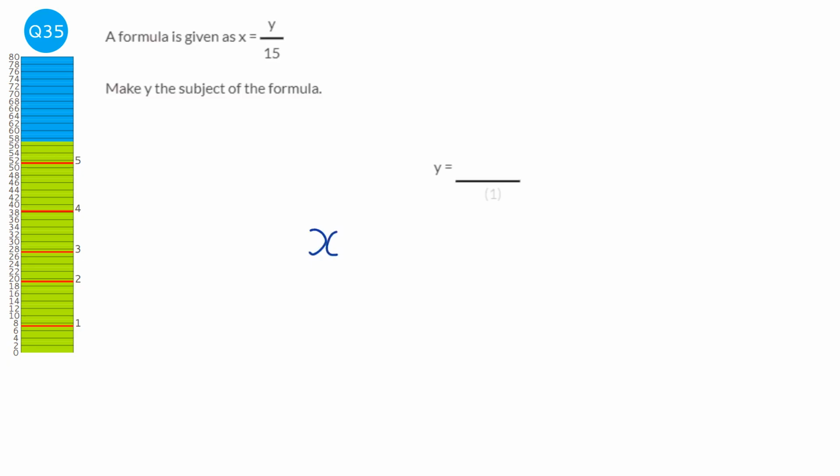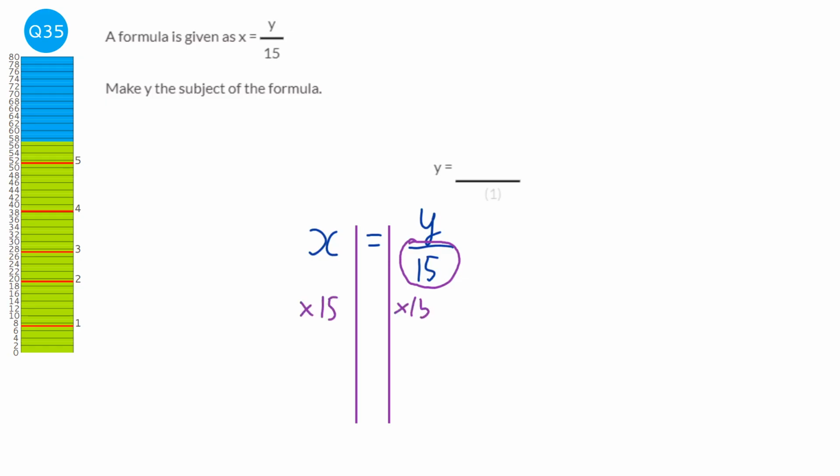So we're just going to copy this out first of all. So we've got x equals y over 15. Now we're asked to make y the subject, which means we want y on its own. What's stopping y from being on its own? Well, it's divided by 15. That's what over means. It means divide. So how do we get rid of that divide by 15? Well, we do the inverse or the opposite, which is times 15. So we times both sides by 15. x times 15 is 15x, and it will get rid of this fraction here and just leave y.